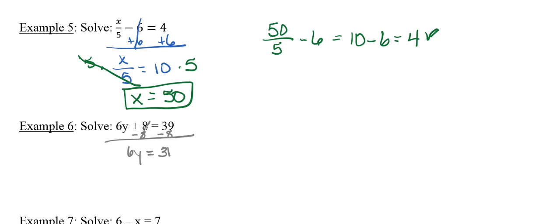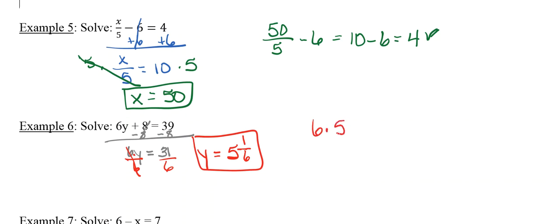Now I'm going to undo that. So I'm going to divide by 6, because right now they're multiplying. So y equals 5 and 1/6. It's not a whole number. That doesn't mean it's wrong. So this is our answer.